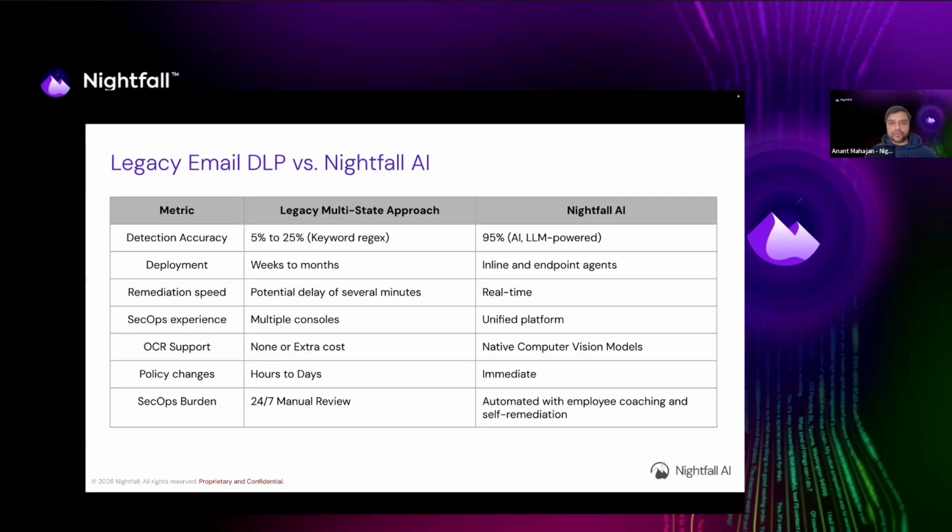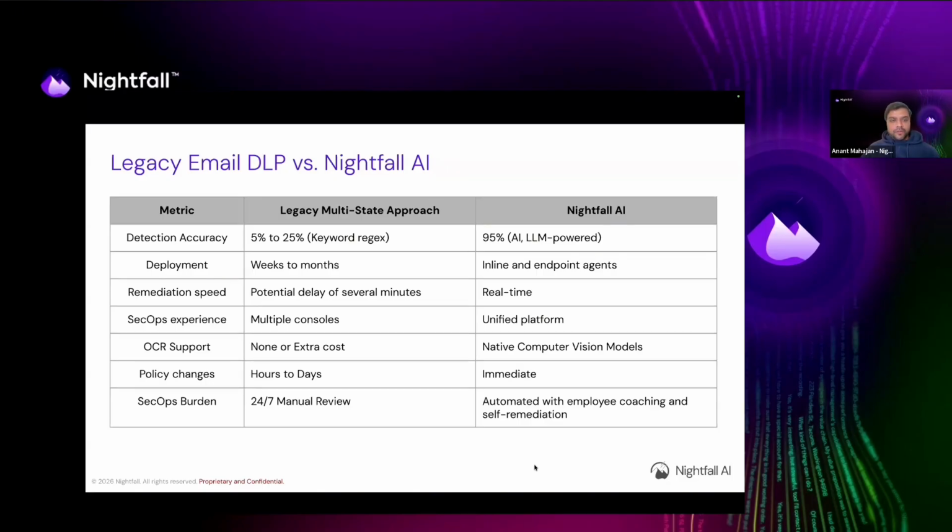We use computer vision models to tokenize and pull the text out of these images, or images embedded within PDF documents, scan that, and then instantaneously help you remediate that.